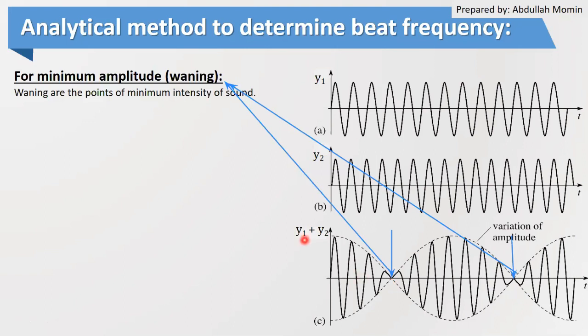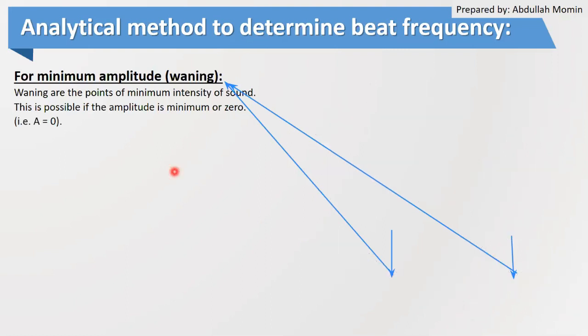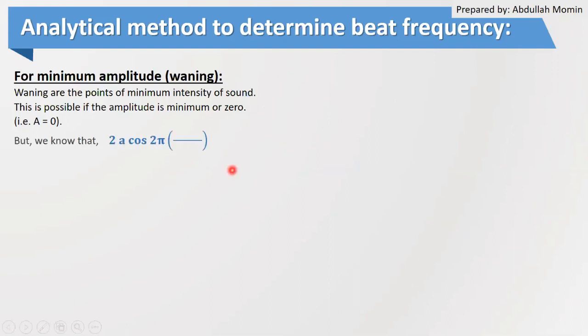So it is possible if and only if the amplitude of the resultant wave is 0, that means A is equal to 0. And we have the equation of A, that is equal to 2A cos 2 pi (n1 minus n2) upon 2 into t is equal to A. And the value of A for minimum amplitude for waning is 0. So instead of A, we are going to put 0.